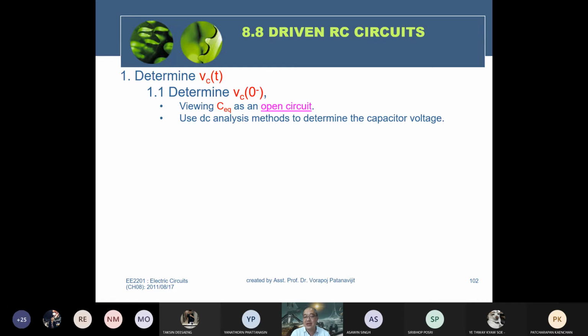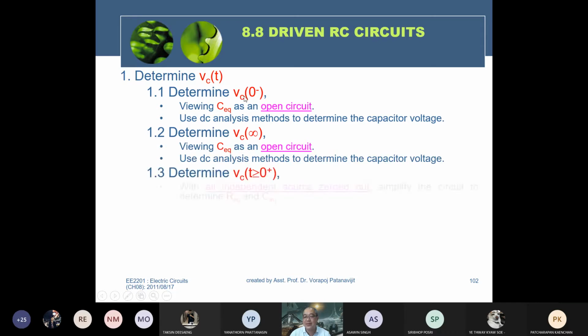The way to determine the response for the RC circuit, we must determine VC. And for VC, the same as the driven RL circuit, we determine VC in 4 steps. The first one, we determine VC for time less than 0. We treat the capacitor like an open circuit, and you use the DC analysis method to determine the capacitor voltage. Next one is similar to the first one, but in this case, we analyze the circuit at time infinity.